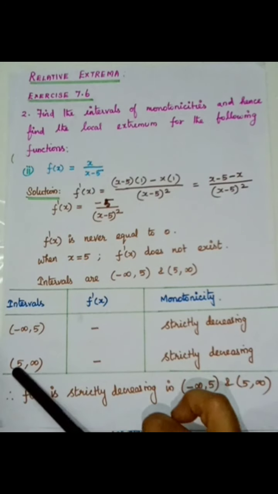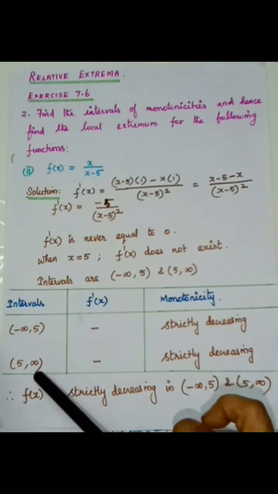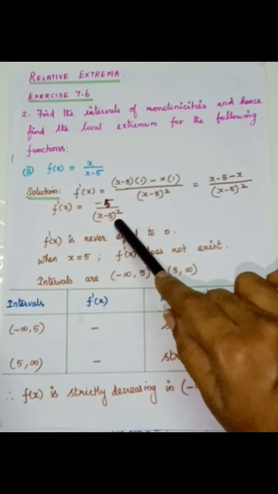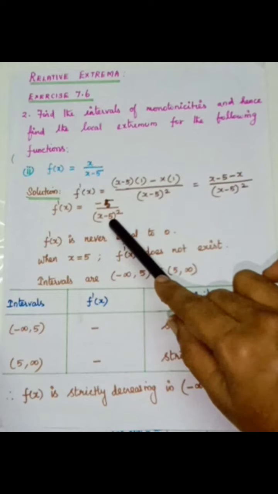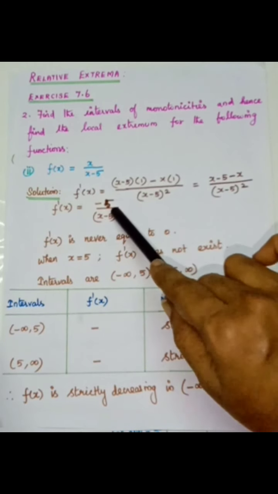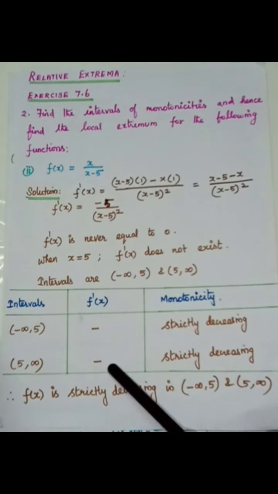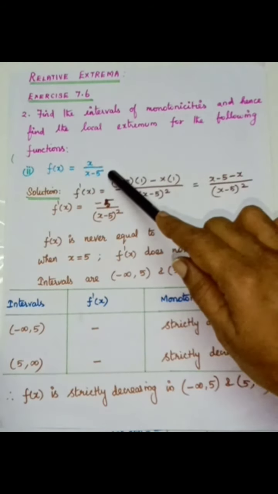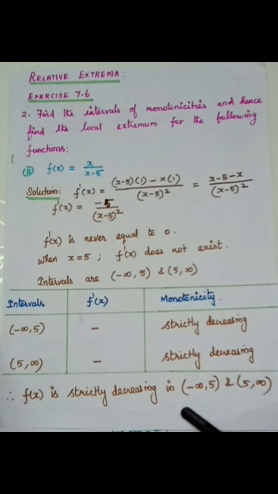Okay. We'll consider the next interval 5 to infinity. You take any positive value and substitute; in the denominator you are having the square of x minus 5. So, it is always positive. The numerator is the constant minus 5. So, here it will be negative. So, strictly decreasing in the interval 5 to infinity also. Okay. So, this function f of x is strictly decreasing in minus infinity to 5 and 5 to infinity. So, we have completed the intervals of monotonicity.